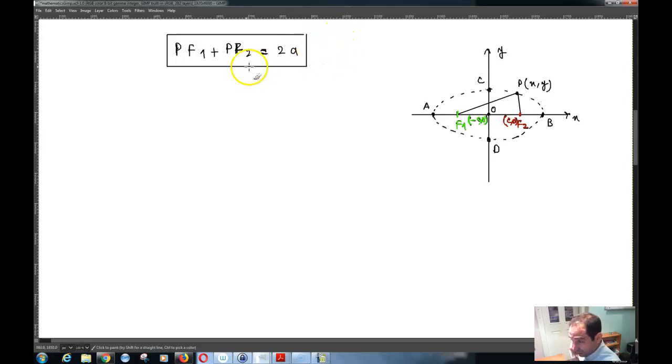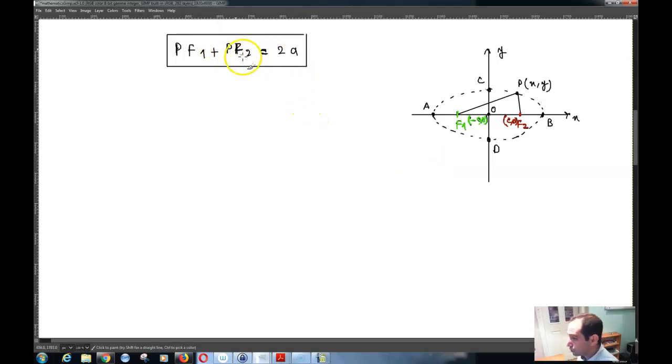Now, using this equation, we can find out what the equation for an ellipse would be. You can find this distance using the distance formula, find this distance using the distance formula, add them together, and equate them to 2a. And that would give you an equation for this ellipse. This works because this is the definition of an ellipse. So based on the definition of the ellipse, we are simply deriving a formula in terms of x, y, a and b. That's all that we are doing here.